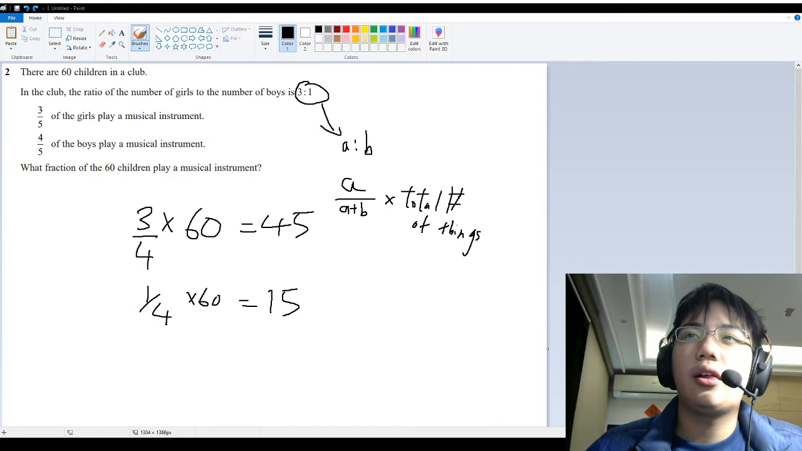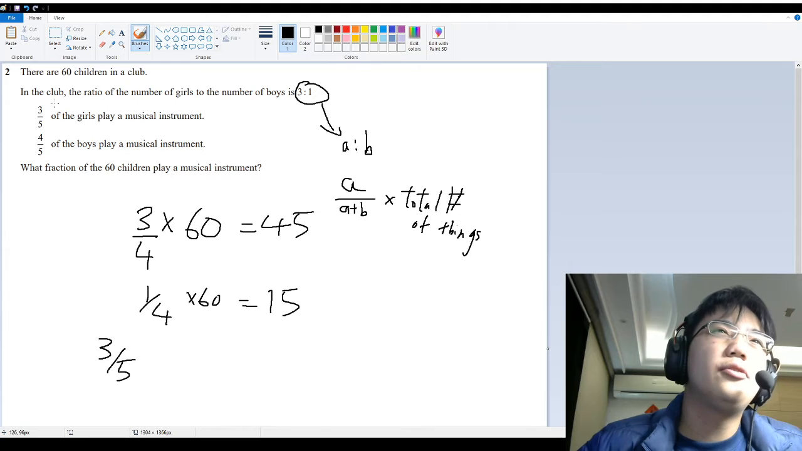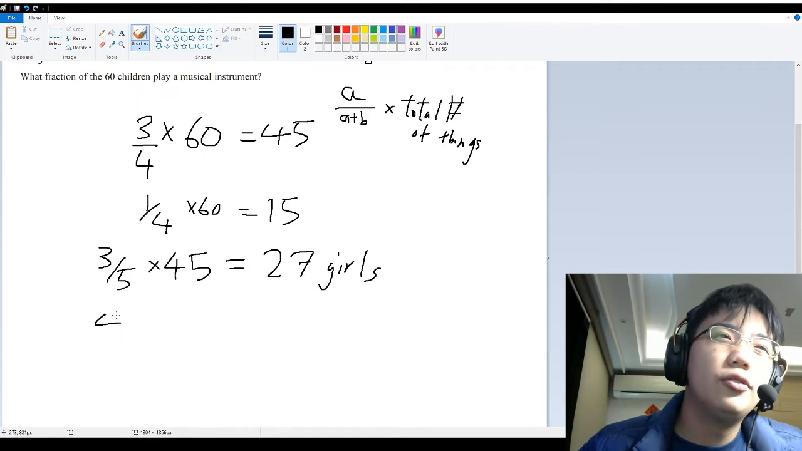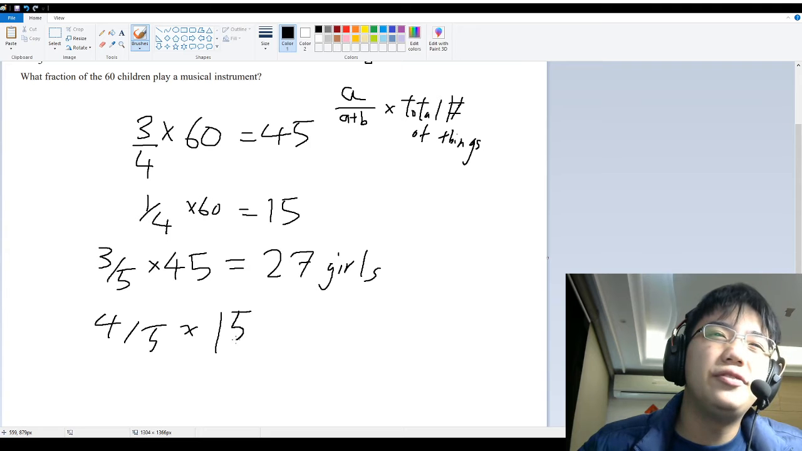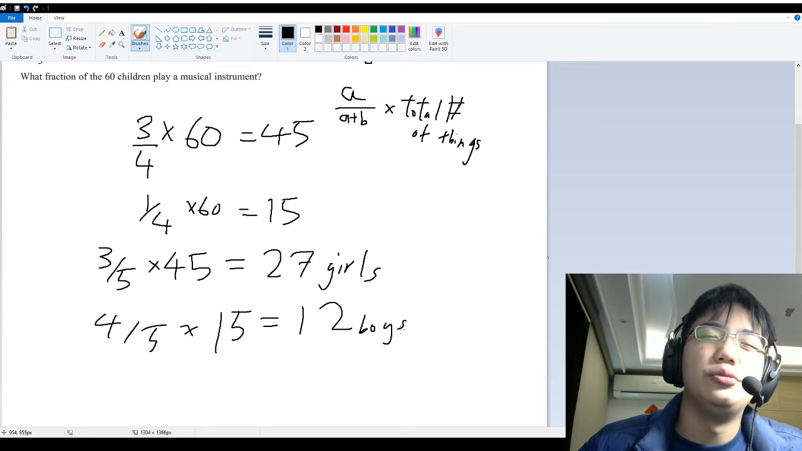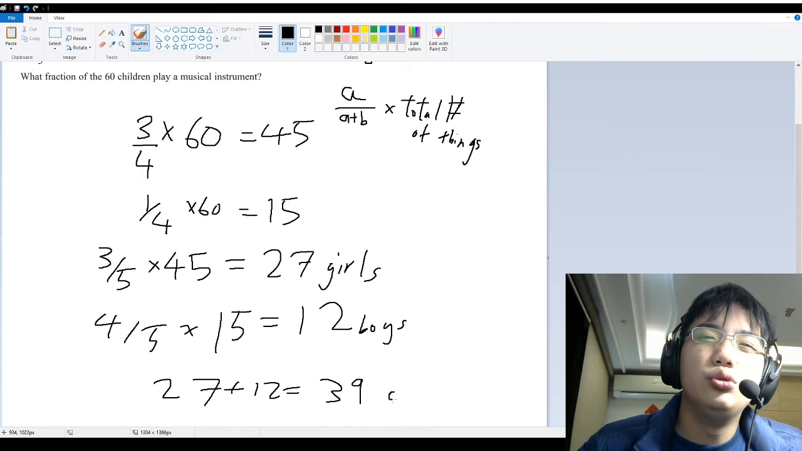And next we need to find the number of girls and boys that play instruments. So the number of girls that play instruments is 3 over 5 times 45, and that gives us 27 girls that play instruments. While for boys, it's 4 over 5 times their number, 15, which equals 12 boys playing musical instruments. So when you add these both together, you get 39 children that play an instrument.